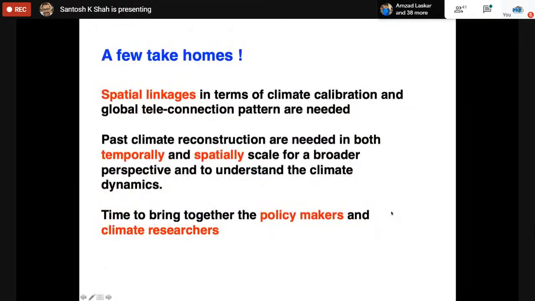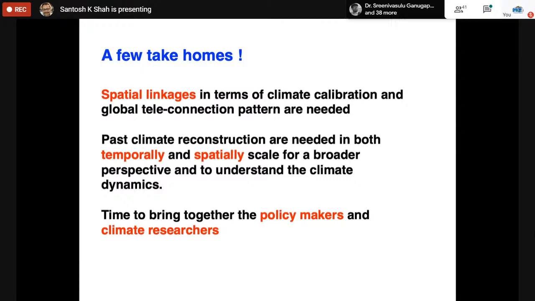So the few take-home messages from whatever study we have carried out. Based on this study, we can say that there is a need for spatial linkages in terms of climate calibration and global teleconnection patterns. And past climate reconstructions are needed both temporally and spatially.